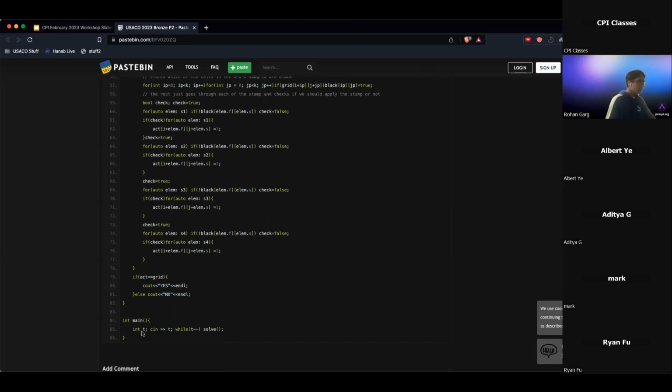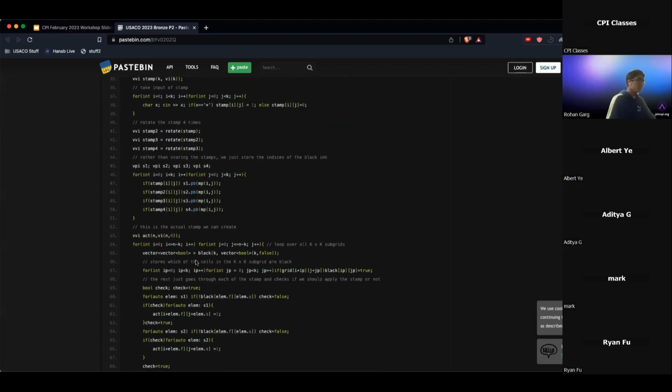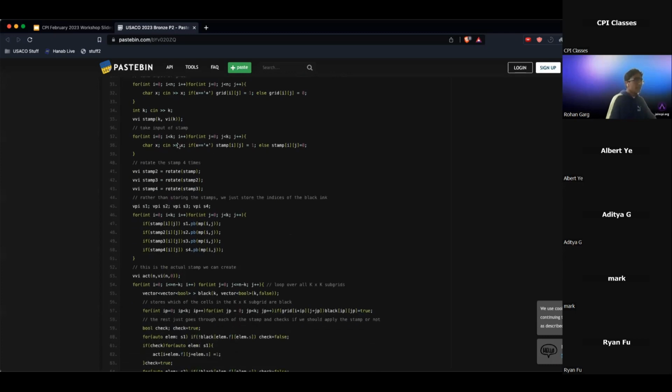And then this part of the code is just to handle the fact that there's more than one test case. So I took an input of the number of test cases, and then while t minus minus, which just simulates all the test cases, I use the solve function to do everything for us.